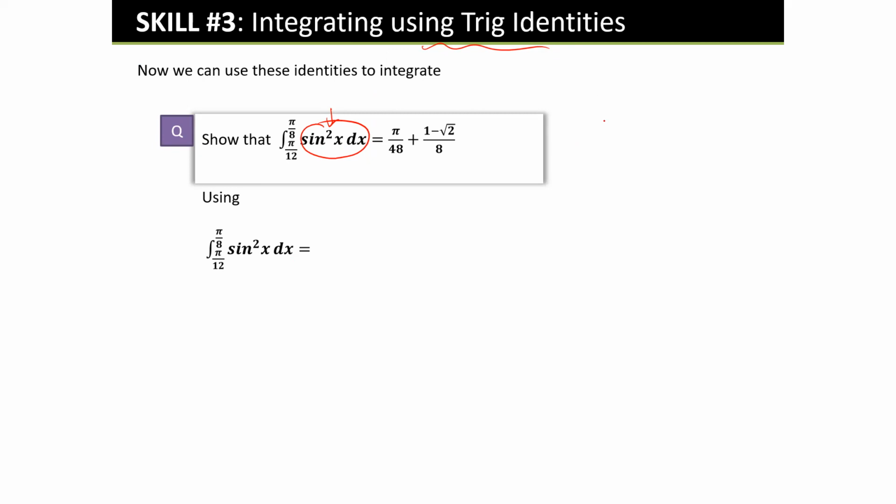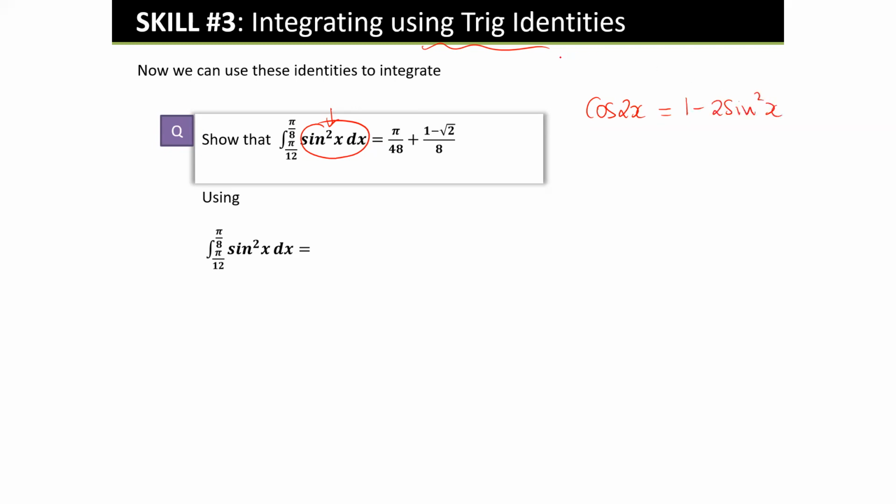Anybody know the trig identity I need to use to solve this one? Cos squared minus 1? No, because if I use cos squared, I can't integrate either. Cos 2x equals 1 minus 2 sine squared x. Yeah, brilliant. Cos 2x is equal to 1 minus 2 sine squared x.